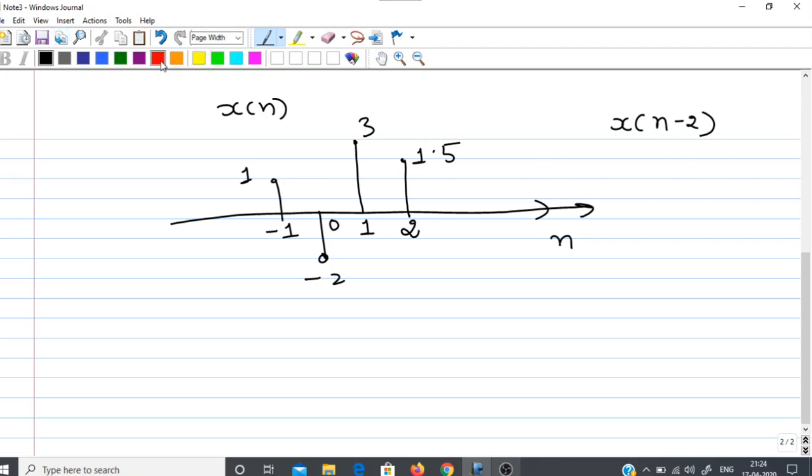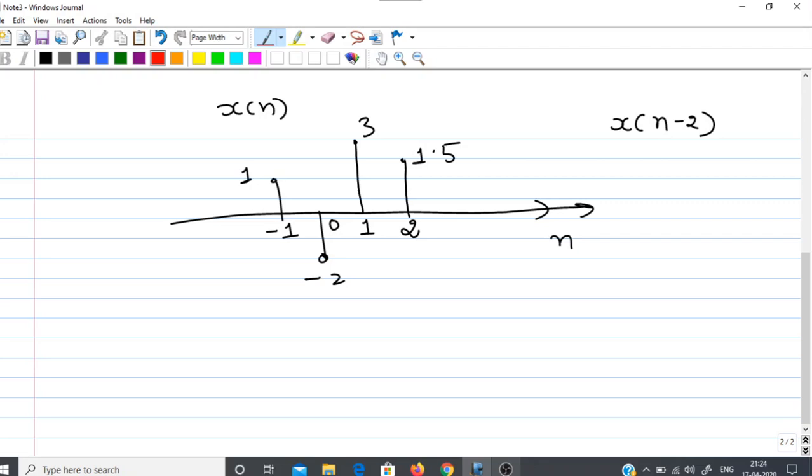So what is the trick? How can you draw x[n minus 2] directly? As I have explained, there won't be any change in these sample values. There will be change only in the sample indices n. So now because here n naught is positive, the sequence would be shifted in the forward direction by 2 samples.